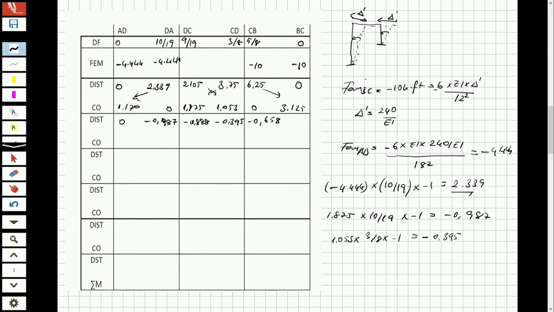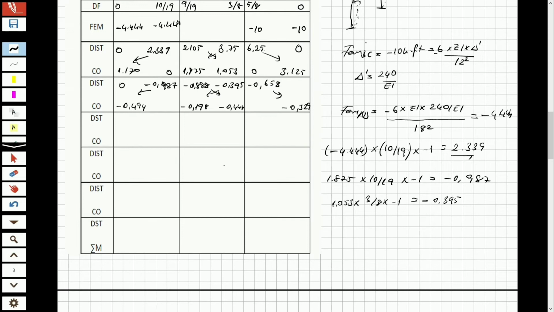Let's carry over them. I'm going to make a carryover here. The half of them will come here as minus 0.494, and it's going to be here. It's going to this direction. It's going to be minus 0.198, and here will be minus 0.444. Okay, when I make a carryover to this direction, minus 0.329. I'm going to write here a little faster because you understand how it's going to be.